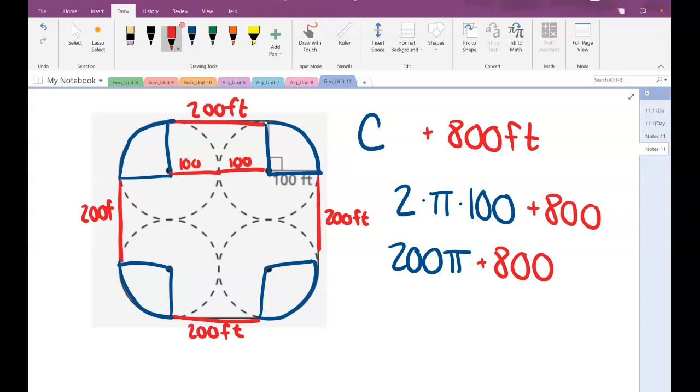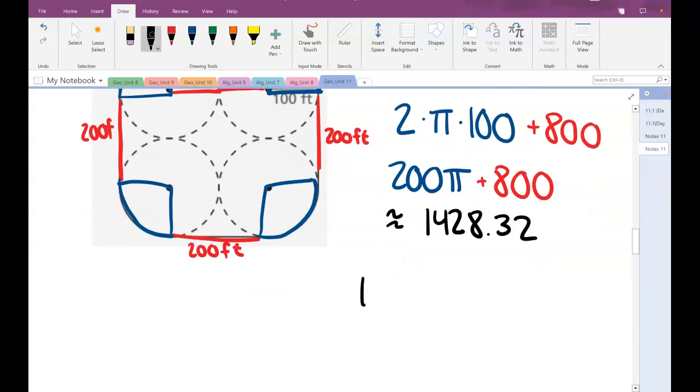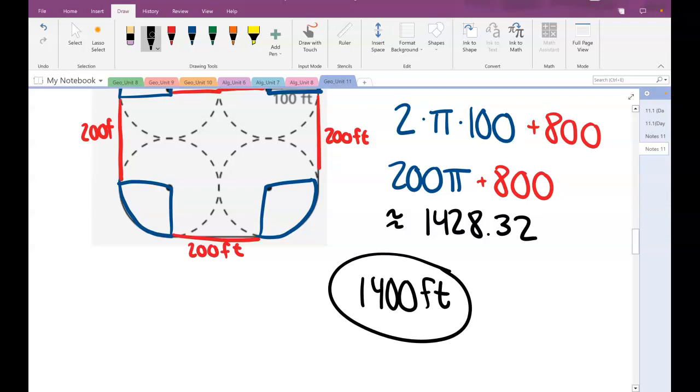And it wants us to round to the nearest 100 feet. So your actual answer you would get out is 1,428.32, but it wants the nearest 100 feet. So the nearest 100 would be 1,400. So 1,400 feet would be our answer.